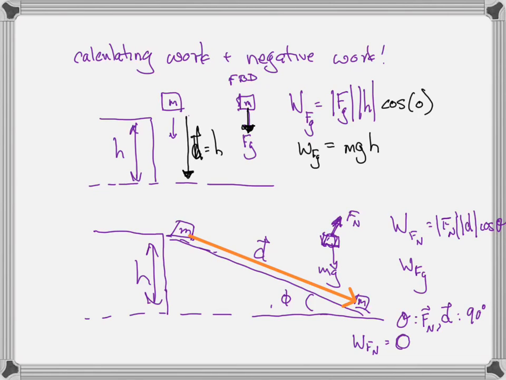Then the work done by gravity. Let's see what the work done by gravity is. It's the magnitude of the gravitational force times the magnitude of displacement times the cosine of the angle between them. And now I'm just going to say theta. I'm going to actually write this on a new page.